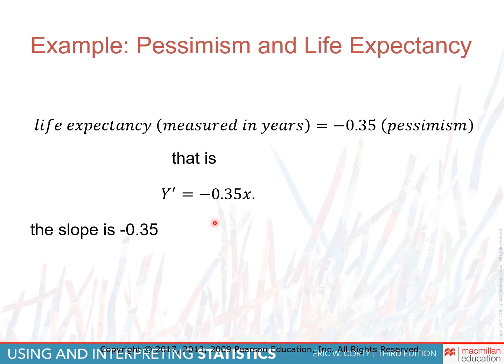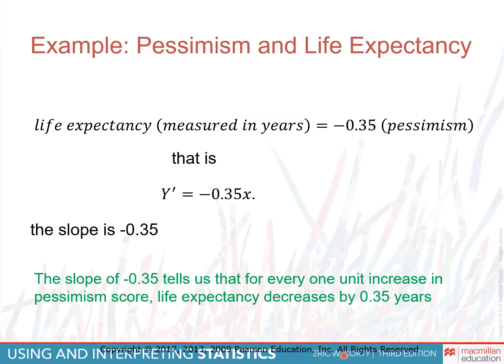What that means is that for every 1 unit increase in pessimism score, life expectancy is actually going to decrease by 0.35. And we know it's going to decrease because the slope here is negative. So anytime you have a negative slope, that means you're expecting a decrease as x increases.